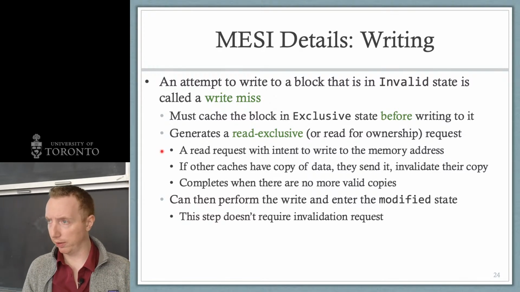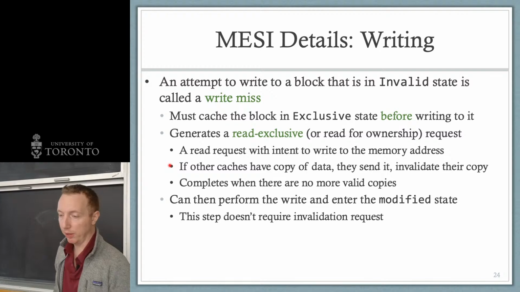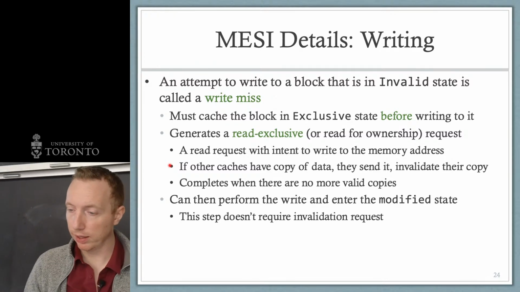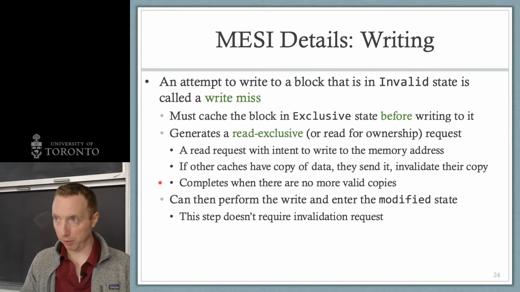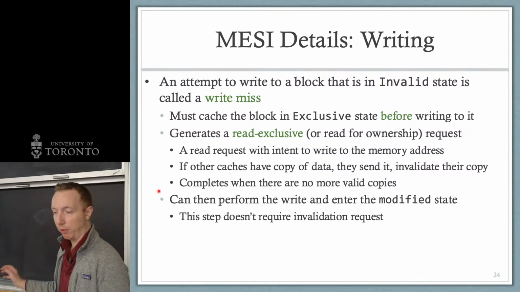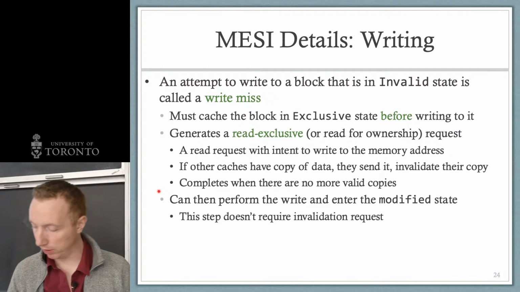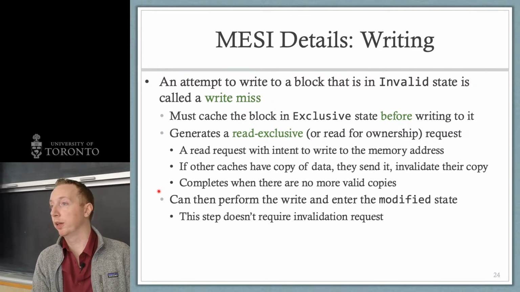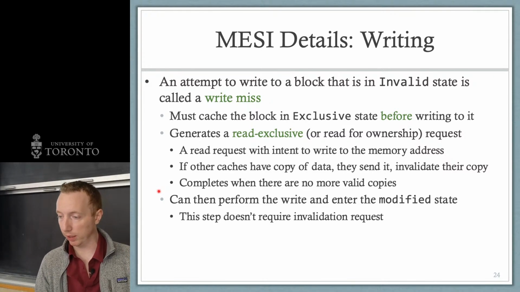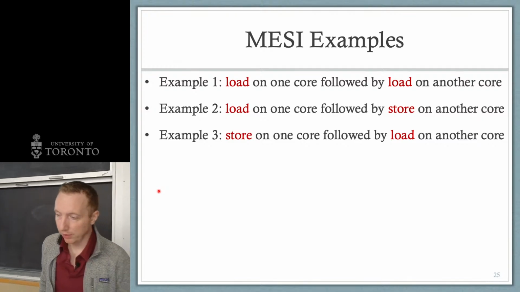You can actually try to read something exclusively. So if other caches have a copy of the data, they send it and invalidate their copy so everything is nice and consistent, and it completes whenever there's nothing else valid. And then you can perform a write, enter that modified state, and because you are the only one with the most up-to-date value, you don't have to invalidate everything else. It already flushed its cache and it was already consistent before you actually did the memory write.